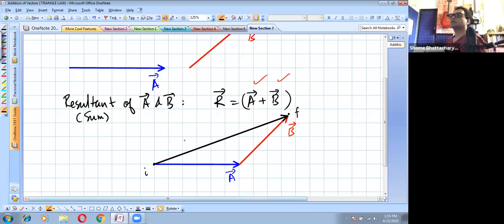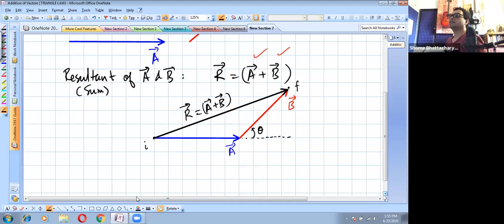This is becoming R. So now as you can see, my task has become a geometrical task: I know two sides of a triangle, and I have to find the third side. But of course I have to be mindful of the fact that in this triangle, this is the direction of A, this is the direction of B. So here this angle theta is the angle between A and B.